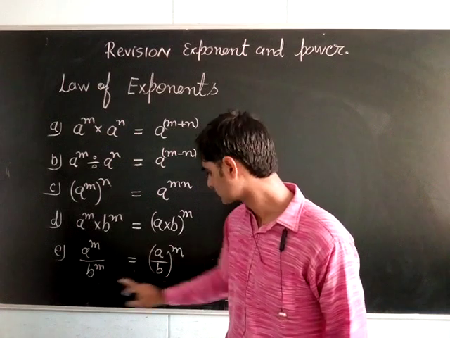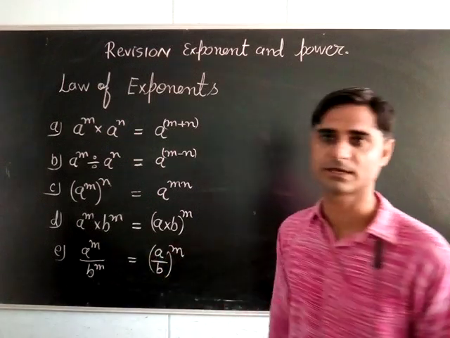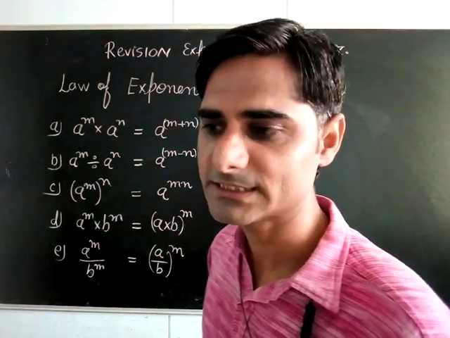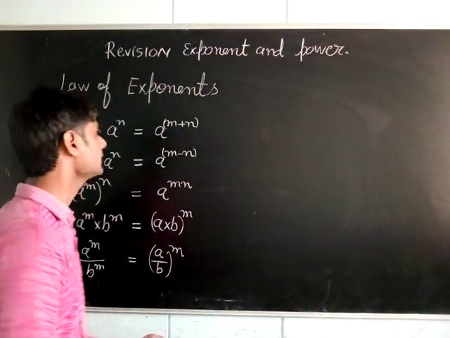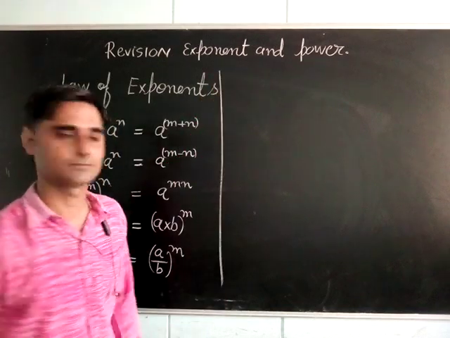Same thing is there. So this will be a upon b, and the whole power n we can take here. So these are some laws of exponents. Now we will start some questions related to the same.